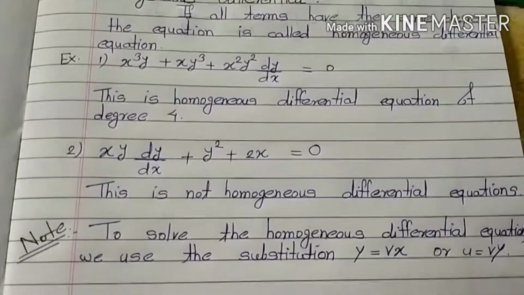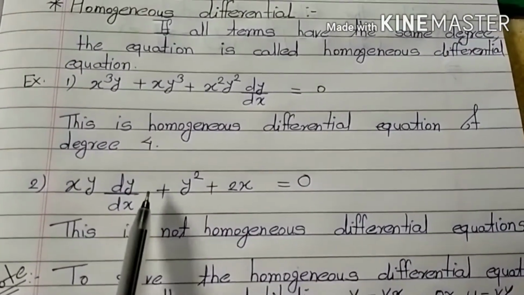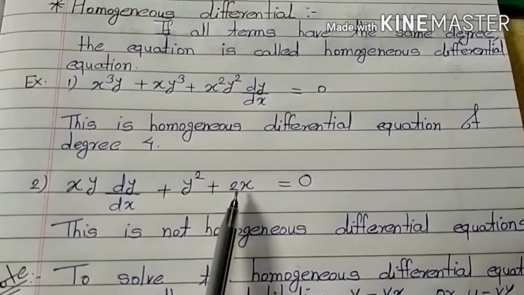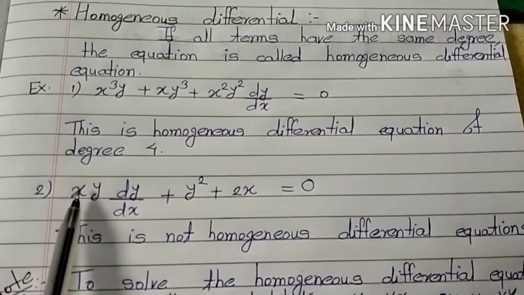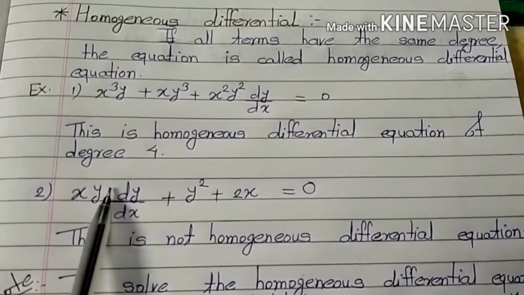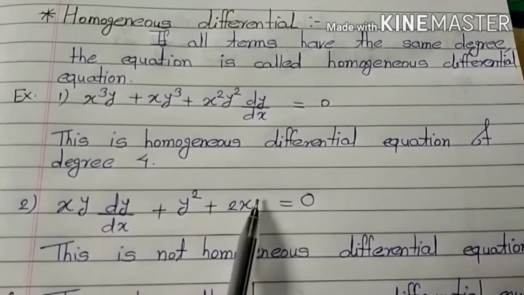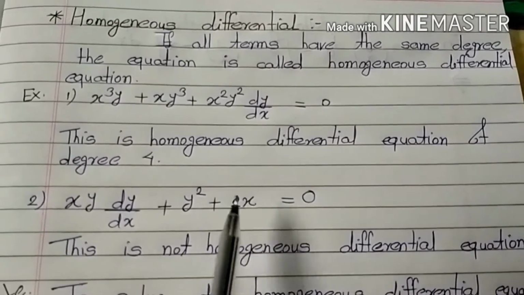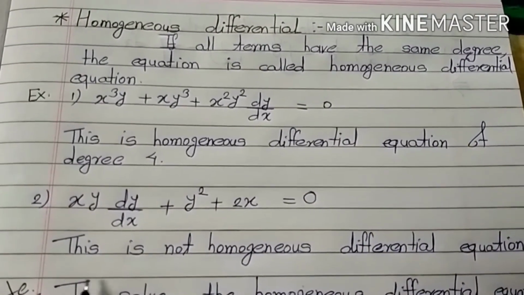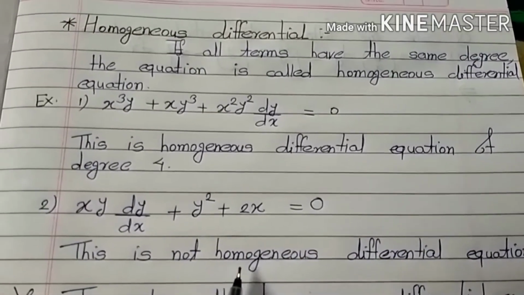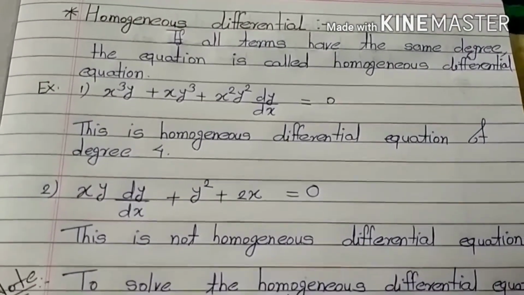Now the next example: xy dy upon dx plus y square plus 2x is equal to 0. You can observe that there is degree 2, 1 plus 1 is 2. There is 2, but there is degree 1. So all the terms do not have the same degree. So this is not an example of a homogeneous differential equation.